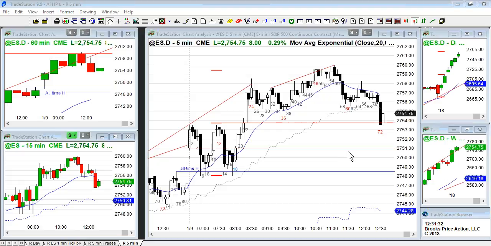Well, we still have the target of the open of the day. I'm not sure that we'll get there. We might. So that makes me not eager to buy above 73. Also, 72 is a pretty big bear bar.